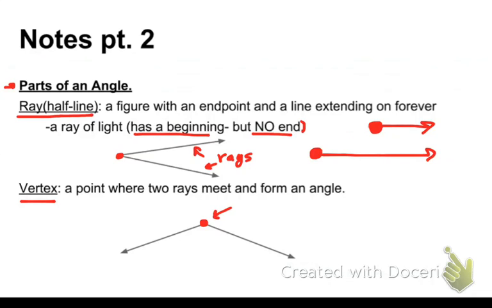So the point where they meet is called the vertex. Okay? The vertex. And that makes it an incredibly important math term. When we say the angle, what we're really measuring is the amount of turning between those two rays where they meet at that vertex. Okay? A vertex is just a fancy name for where lines cross.